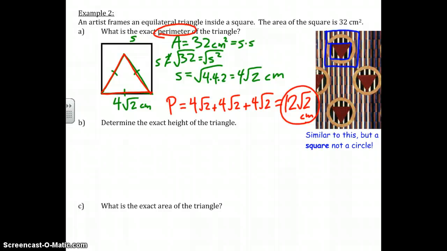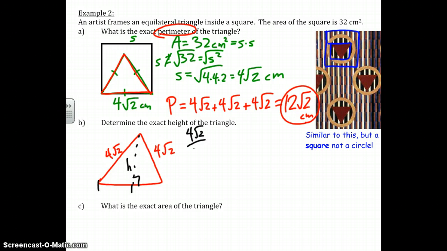Part B, we want to know the exact height of the triangle. If we've got this triangle, each side is 4 square root 2, and what we want to know is how tall it is. What's h? Since it's equilateral, and I didn't draw this perfectly, each part here is going to be half of 4 square root 2. Half of that is 2 square root 2, so that's 2 square root 2 centimeters long.